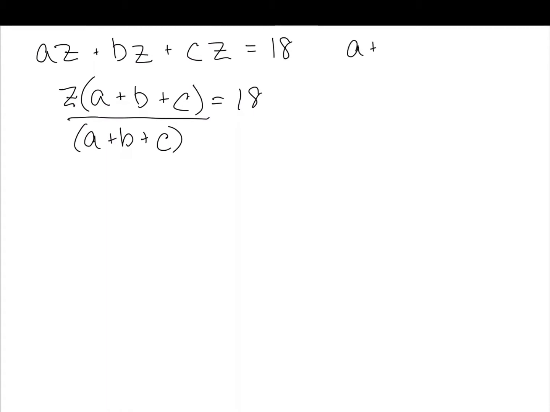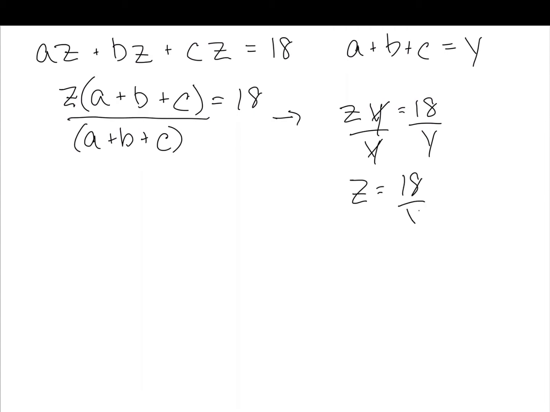You could actually write down a plus b plus c equal to one variable if that makes it easier, which would make this equation z times y equals 18. Divide both sides by the variable that we've made, which would leave us with this equation. But this and this are the same thing. We need to remember to replace y with what is actually there, the original expression, which would make z is equal to 18 over a plus b plus c.